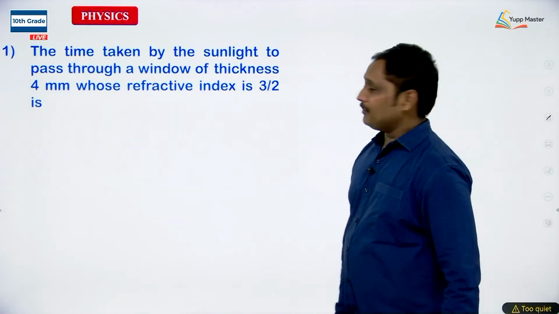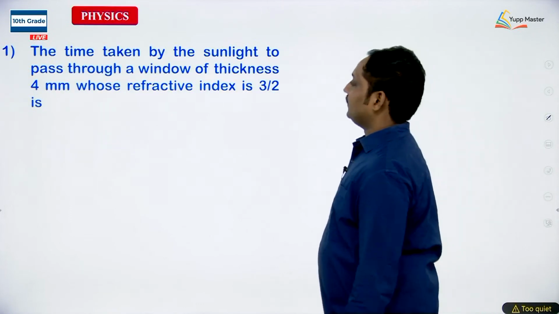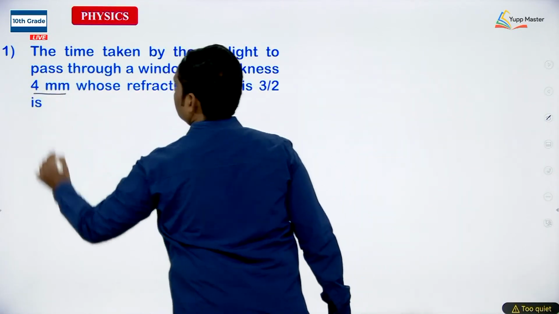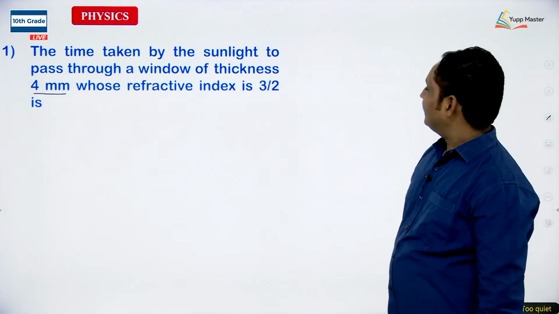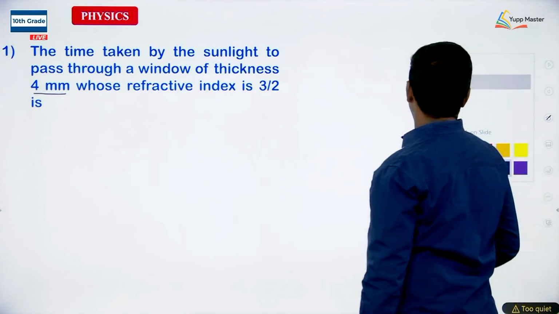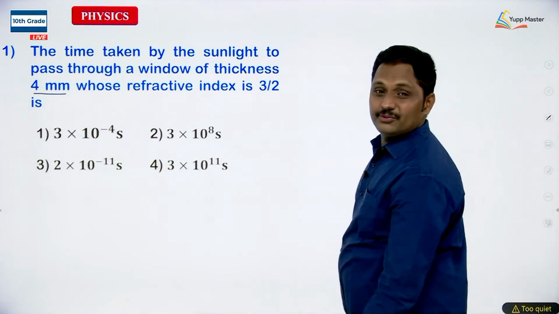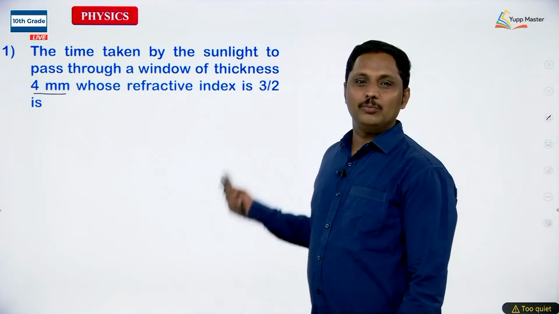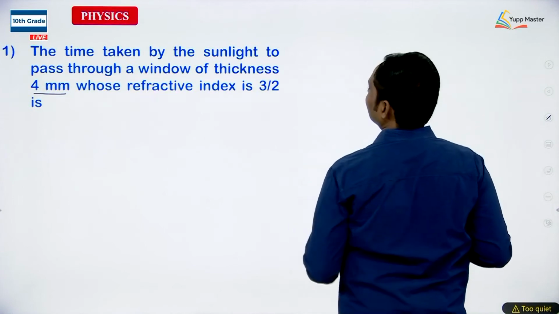The time taken by sunlight to pass through a window of thickness 4 mm whose refractive index is 3/2. Yes, you can get this, you have the options. Let us see later, after solving the problem, we can look into that matter of refractive index, right.